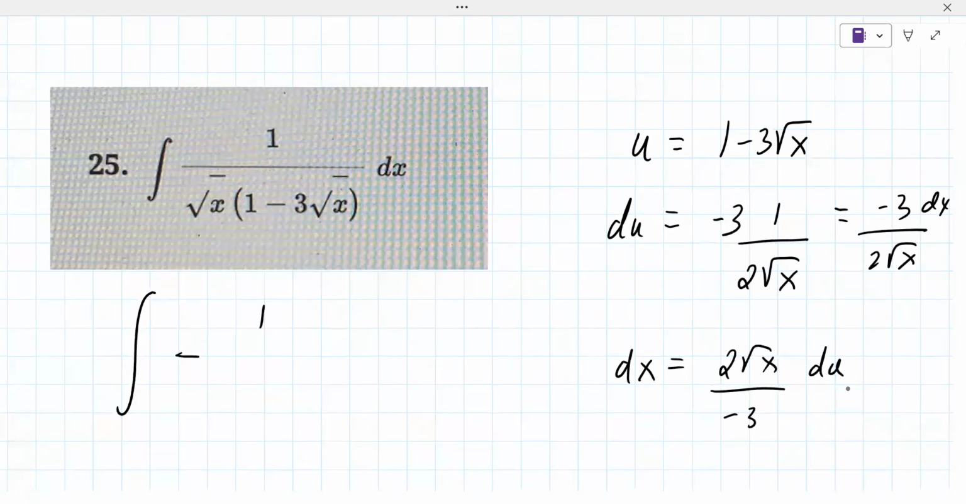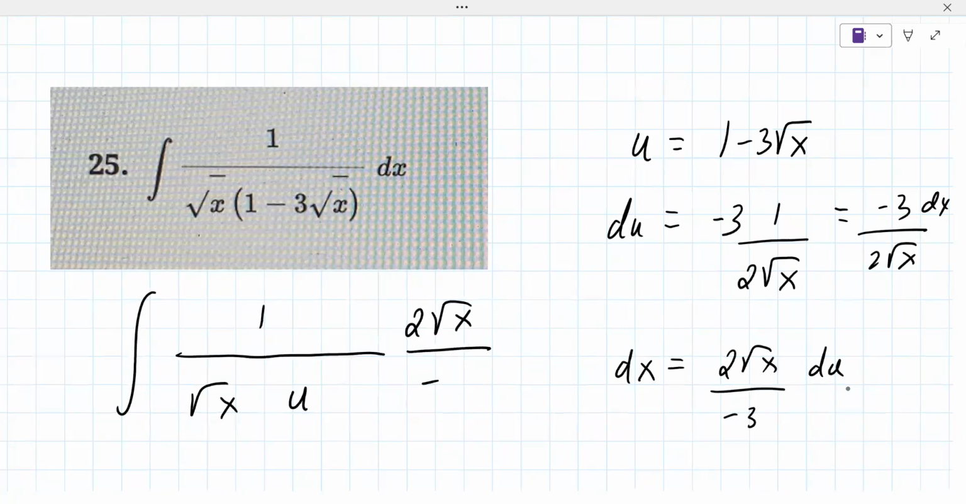Okay, integral 1 over. We don't have anything for the square root of x, but we do have it for the 1 minus. So we do that part. Then dx. So dx is 2 square root of x over -3 du.